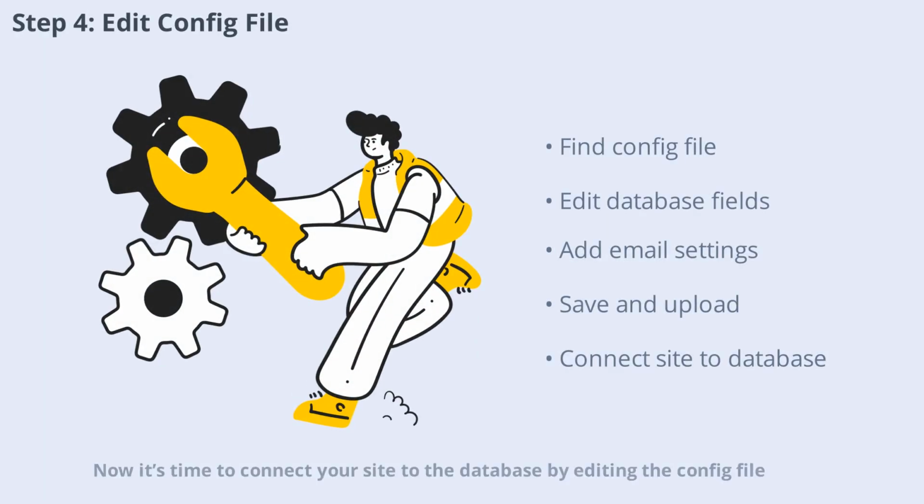Now it's time to connect your site to the database by editing the config file. In File Manager, open the folder where you extracted the app. Locate the config file, often named env or similar. Open it in the built-in editor or download it to edit on your computer. Update the database fields with your database name, username, password, and host, usually localhost. If there are email settings, fill those in as well. Save your changes and upload the file back if needed. This step links your App Store to the database and email notifications.